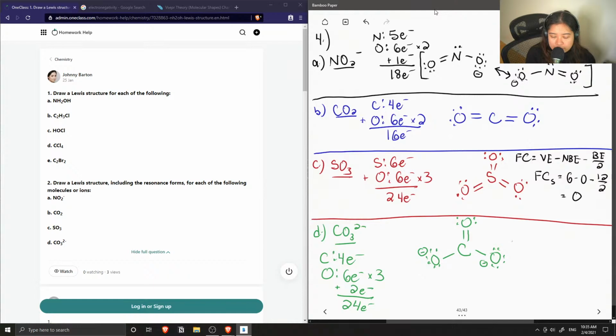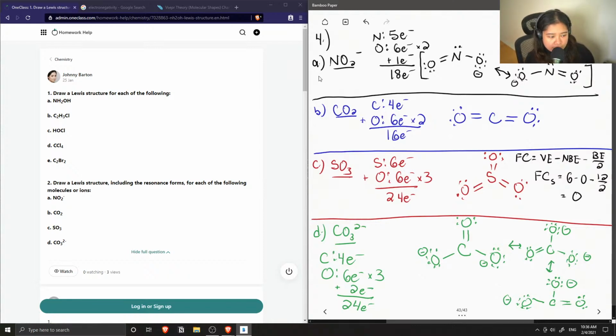So now we can draw resonance structures for this compound, just moving around the double bond. We could have this resonance structure, and this resonance structure, like so. Okay, so these are our 4 molecules for part B.